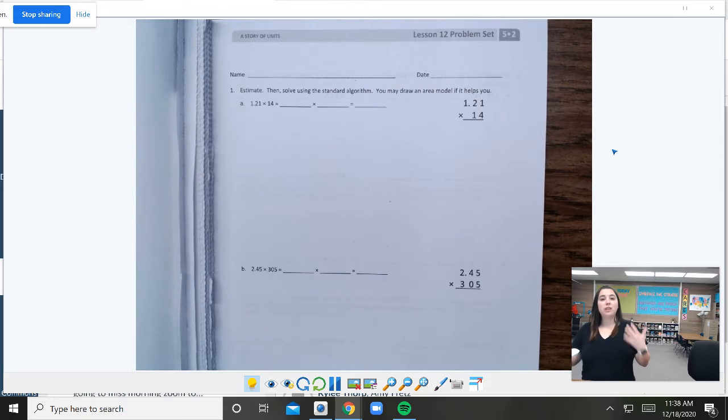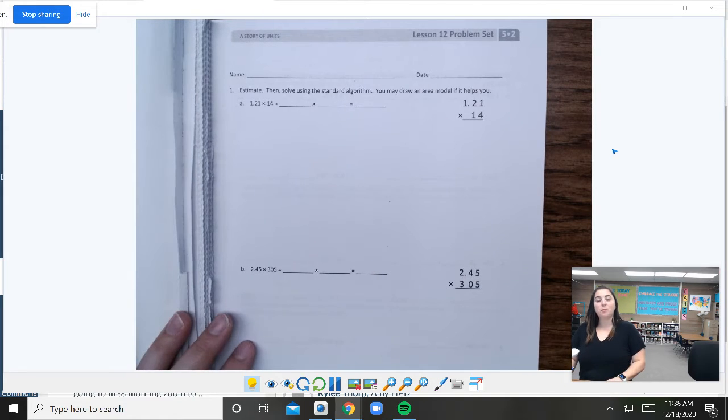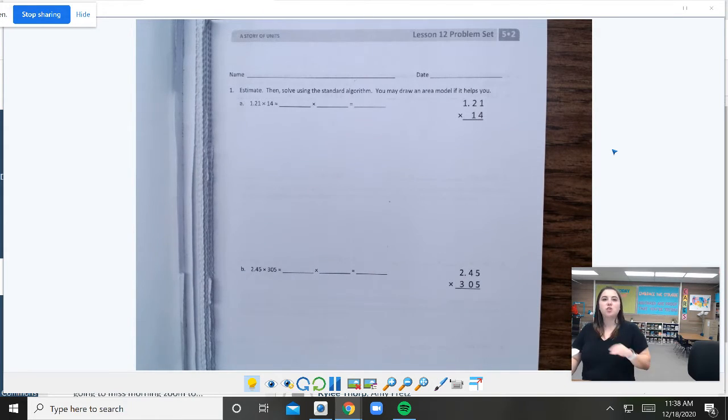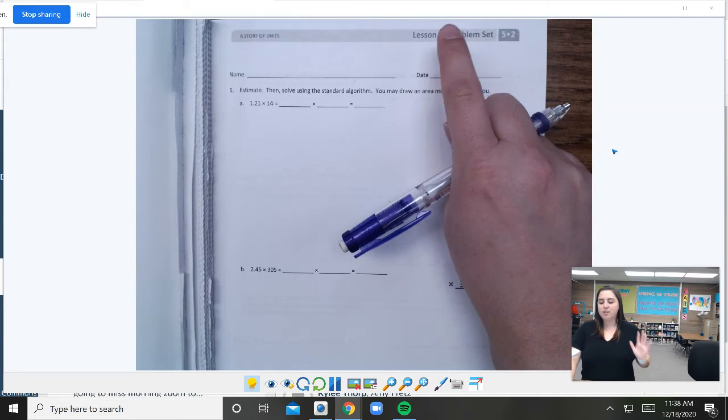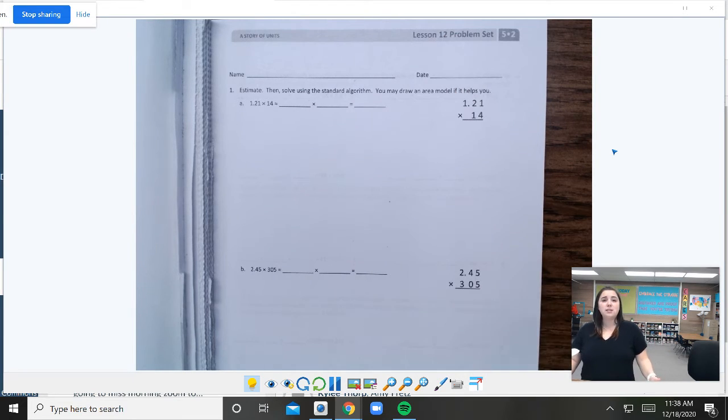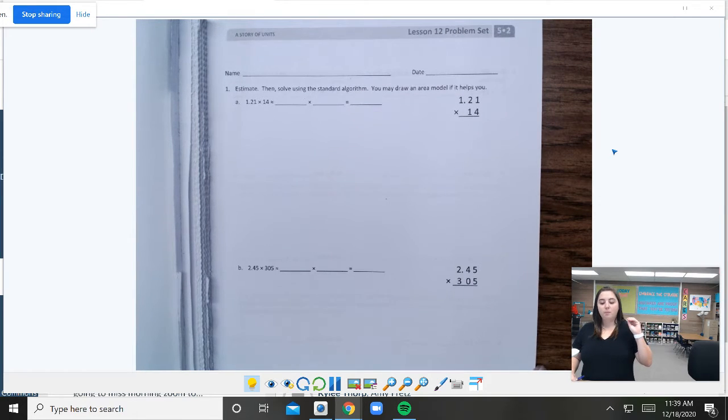In fact, this is your last day of doing multi-digit multiplication. So if you're behind on any lessons, I really suggest going back, especially if you didn't do lesson 11 for some bizarre reason. So today's lesson 12, it's just practice of what you already know. So we are not going to do any new learning today. It is just practice.